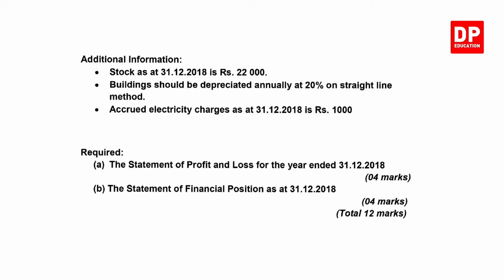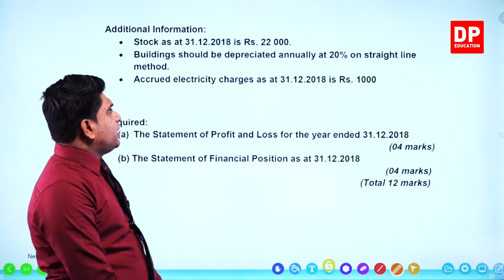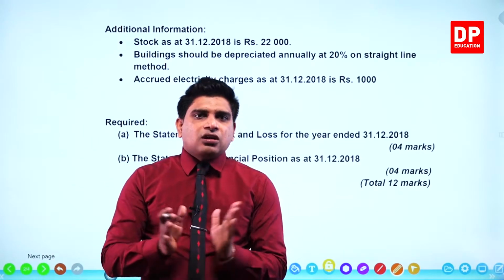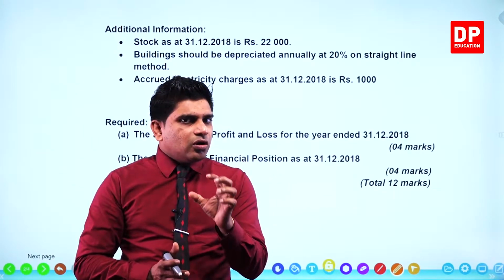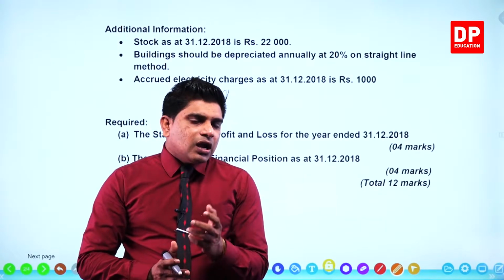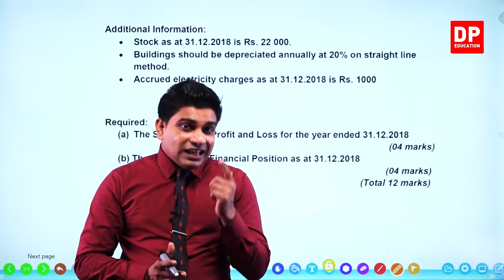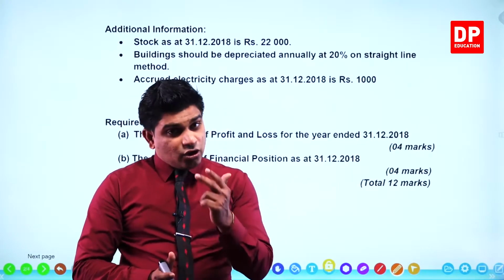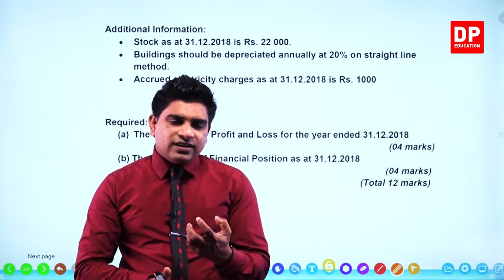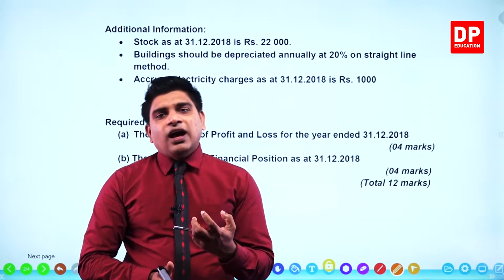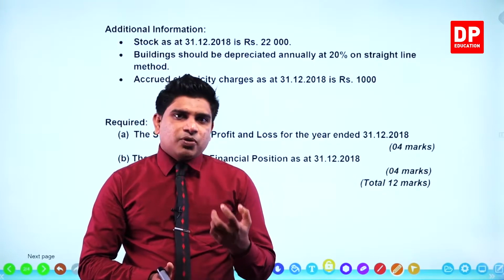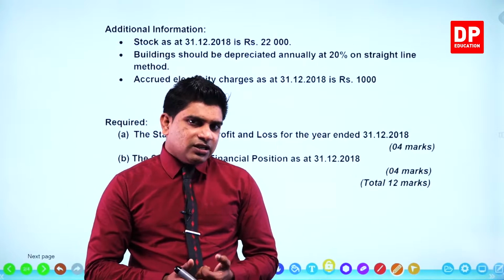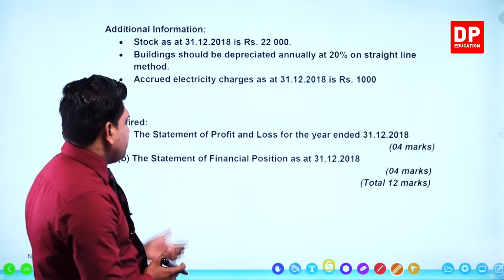Stock as at 31st December 2018 is 22,000. Year end stock, closing stock. You know, closing stock goes to two places. Where? Think twice. Do you remember? It goes to two places: to calculate cost of sales, and in the statement of financial position under current assets. You remember, when we do the question, we record it there.